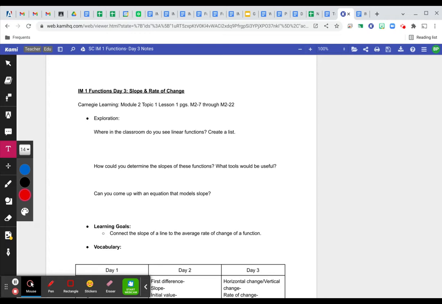So what we did in class was we basically made a list, and we said there are really no wrong answers here. Linear functions exist all around us. And then we asked ourselves, how could we determine the slopes of these functions? What tools would be useful?